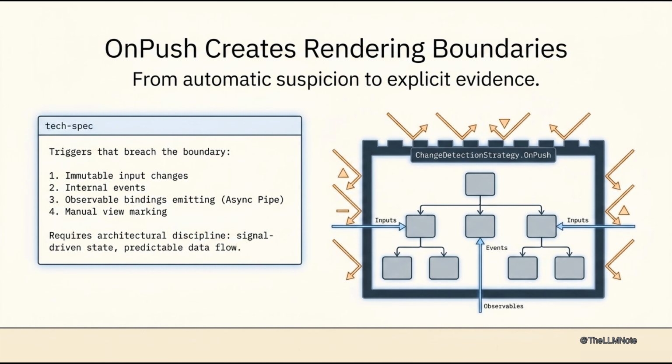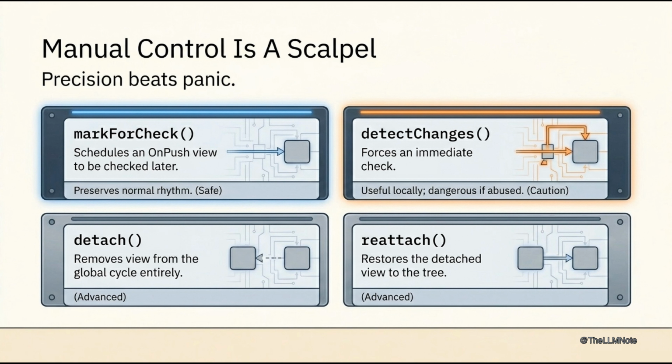Now let's zoom in on manual control as a scalpel. ChangeDetectorRef is the manual override, and interviewers listen carefully here. markForCheck schedules an OnPush view to be checked later. This preserves Angular's normal rhythm and avoids unnecessary checks.